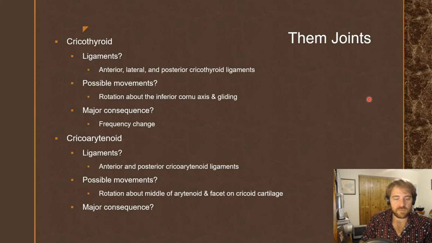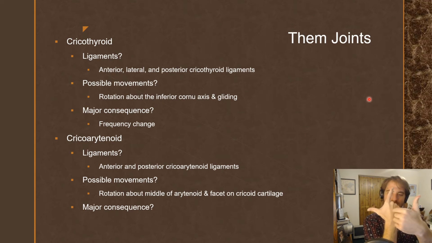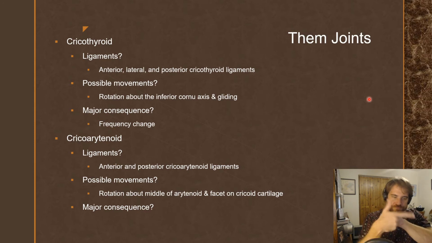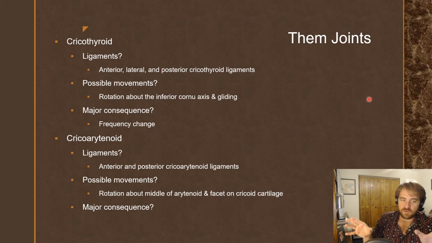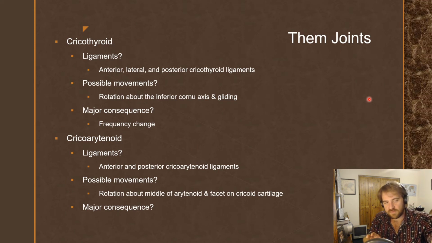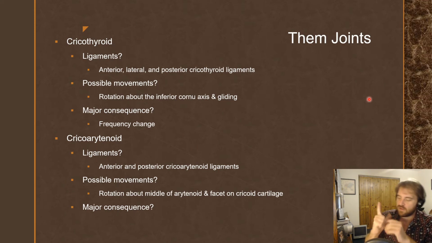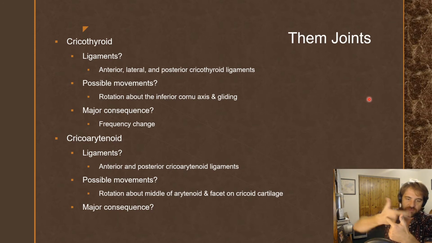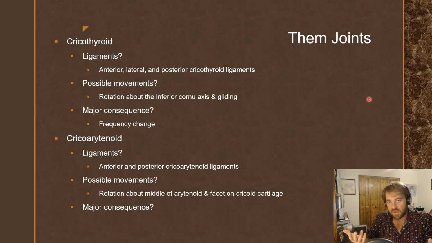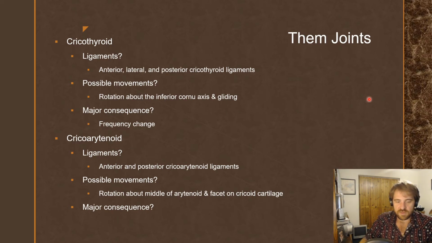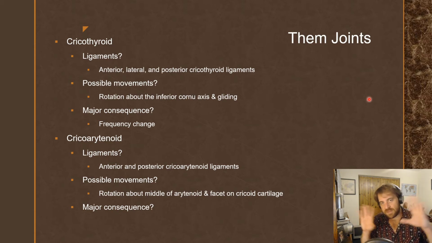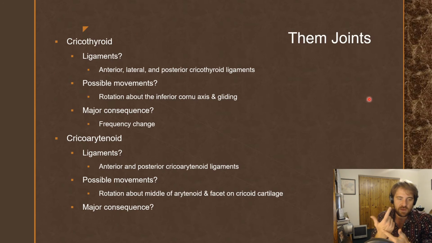Rotation about the middle of the arytenoid, right? So if this is your arytenoid, it's about in the middle. It's rotating on the cricoid cartilage, right? So there's 3 movements of the cricoarytenoids. This particular joint, the cricoarytenoid joint, movement on that axis like this is going to give you just that rotation. But we'll talk about the other 2 movements when we talk about the muscles of that area. So keep those 3 movements in mind. This is the rotation, and then there's 2 more.